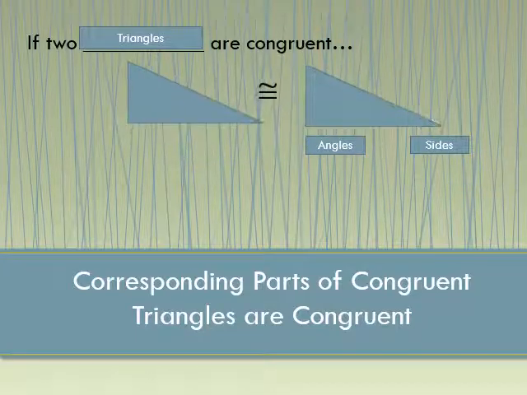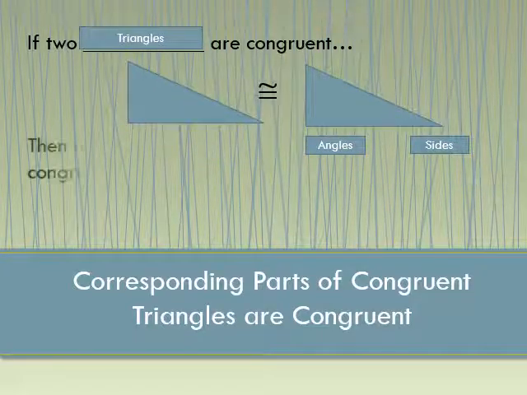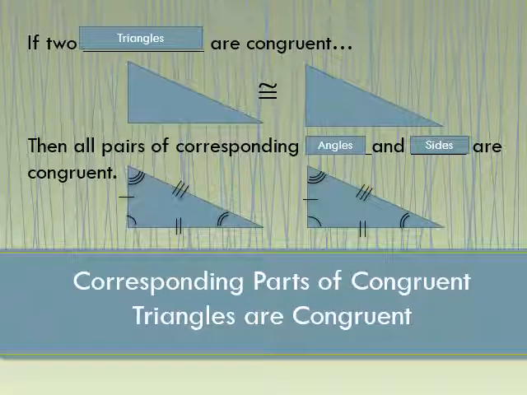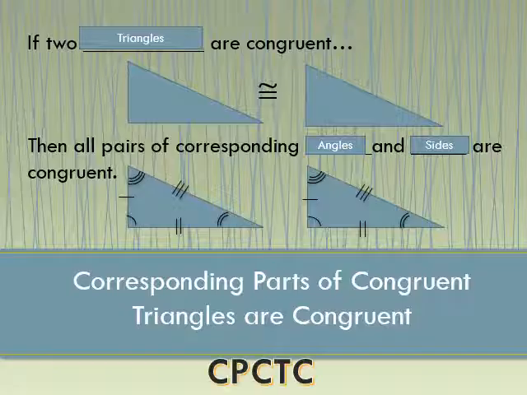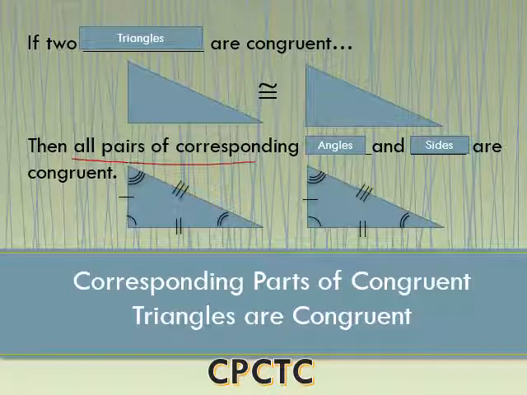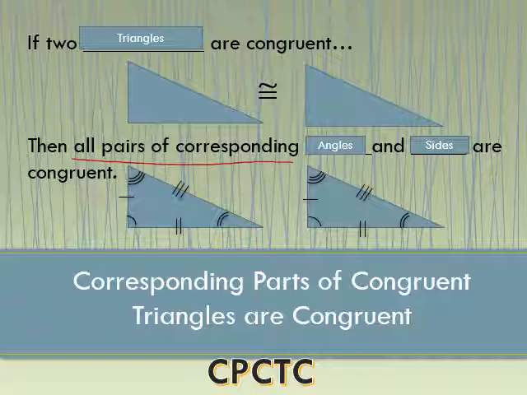Okay, so if two triangles are congruent by any of the methods we know, so side, side, side, side, angle, side, angle, side, angle, angle, angle, side, any of those, then any unmarked piece, so all pairs of corresponding angles and sides, are congruent. That's what CPCTC does.